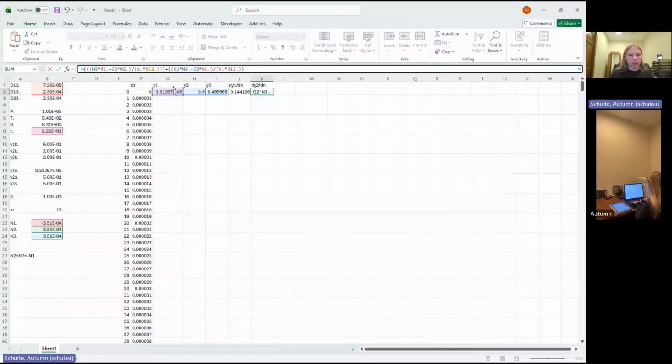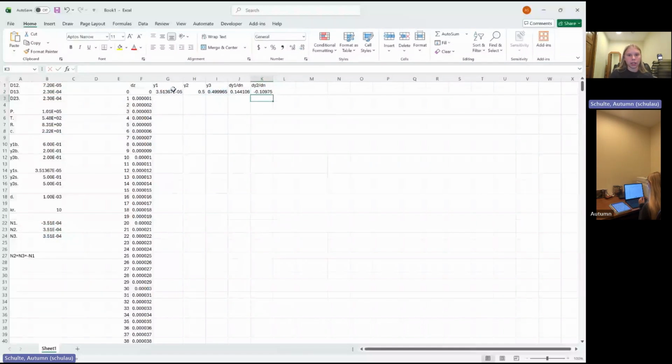And then this time, this is going to be mole fraction of acetaldehyde multiplied by the molar flux of hydrogen, minus the mole fraction of hydrogen multiplied by the molar flux of acetaldehyde. And this is going to be divided by our concentration and our diffusion coefficient of acetaldehyde through hydrogen. So we put that in. These are the numbers that we should get.